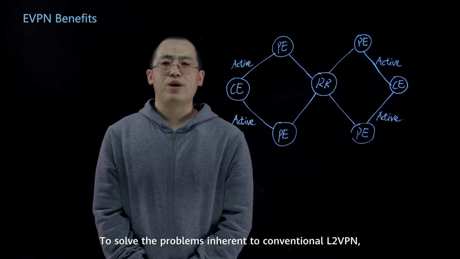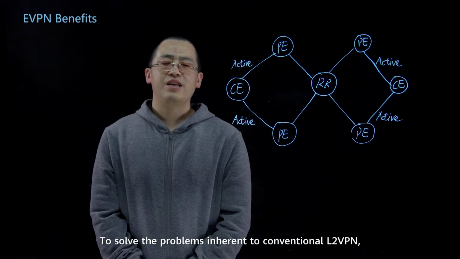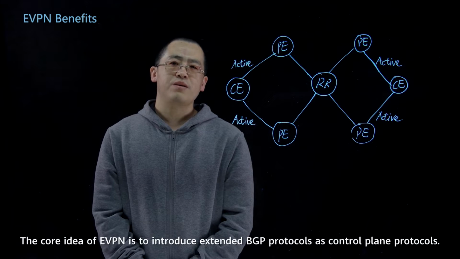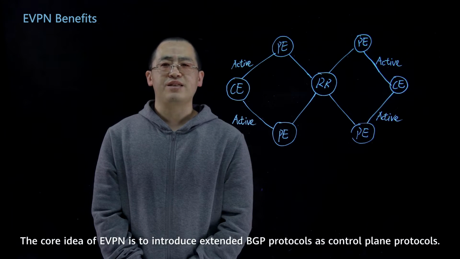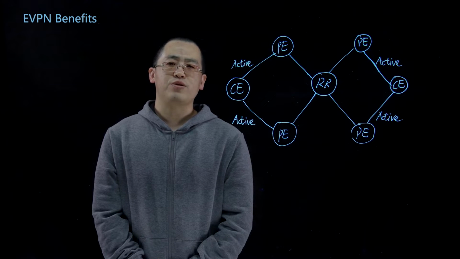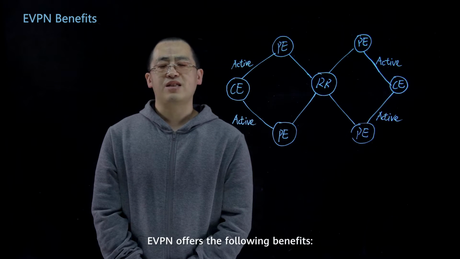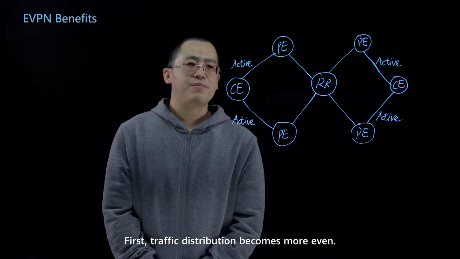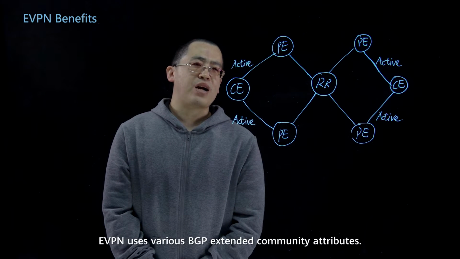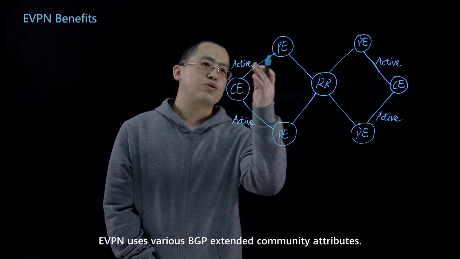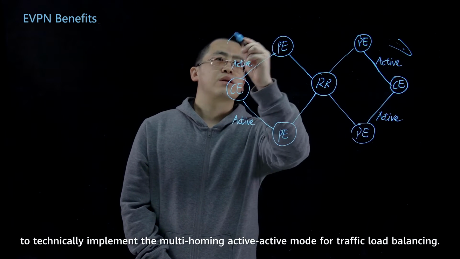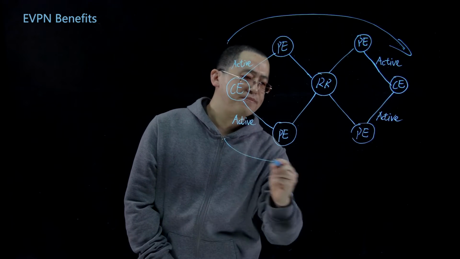To solve the problems inherent to conventional L2 VPN, the EVPN solution is proposed. The core idea of EVPN is to introduce extended BGP protocols as control plane protocols. EVPN offers the following benefits. First, traffic distribution becomes more even. EVPN uses various BGP extended community attributes to technically implement the multi-homing active-active mode for traffic load balancing.